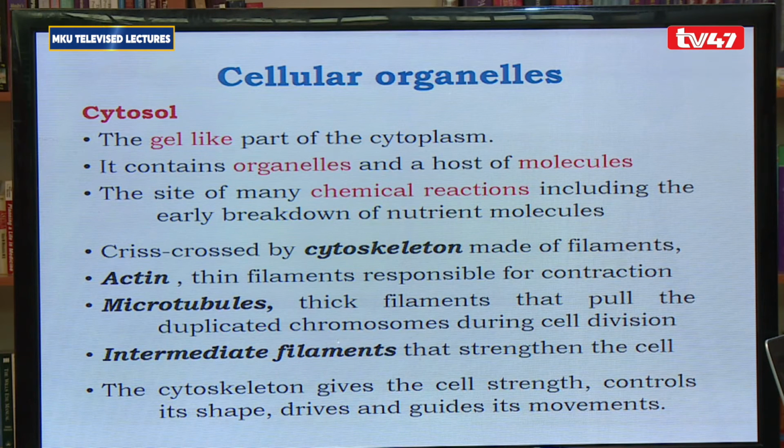So that is on cellular organelles. We have many types of cellular organelles, some of which I have not mentioned here. I talked of contractile vacuole, I talked of food vacuole, we have the lysosomes, we have the peroxisomes, which you can also study more about to know about the different types of organelles. So let us move to something else.